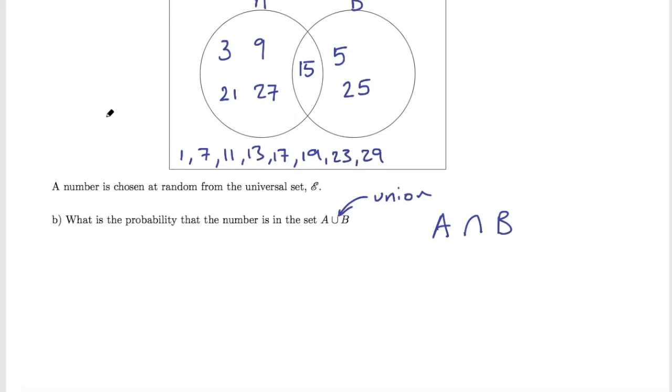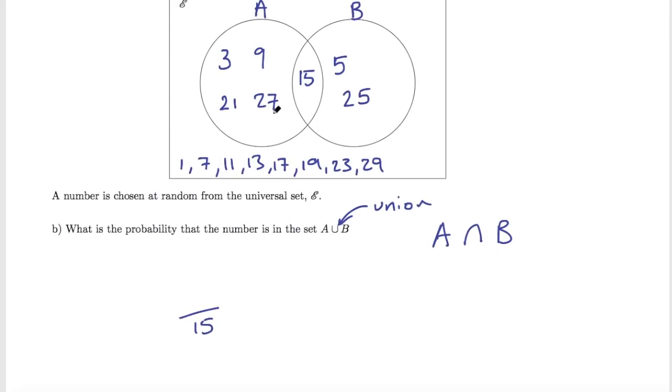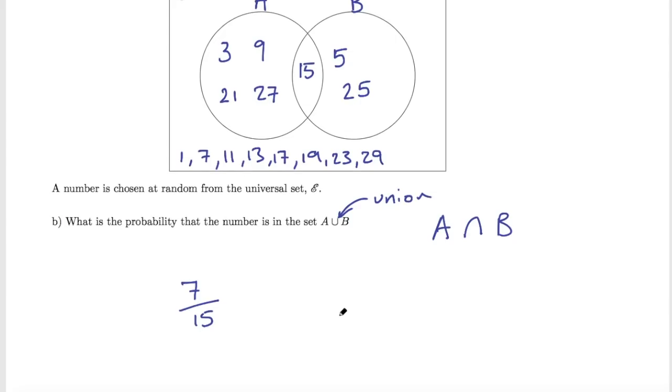So all of the odd numbers less than 30, well that's 15, because that's half of the numbers less than 30. And the numbers in these two sets, we can count them, 1, 2, 3, 4, 5, 6, 7. So the probability of picking a number from A union B will be 7 out of 15. And that's question 1.